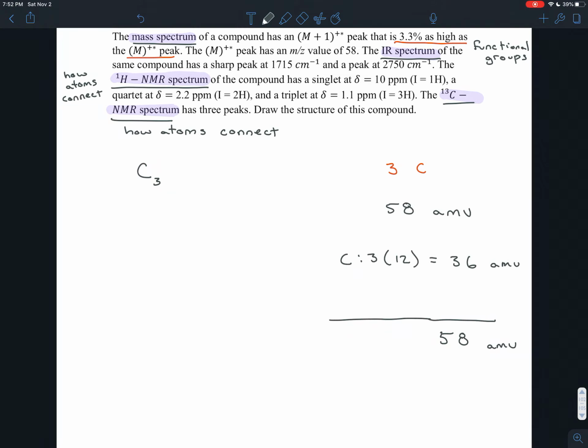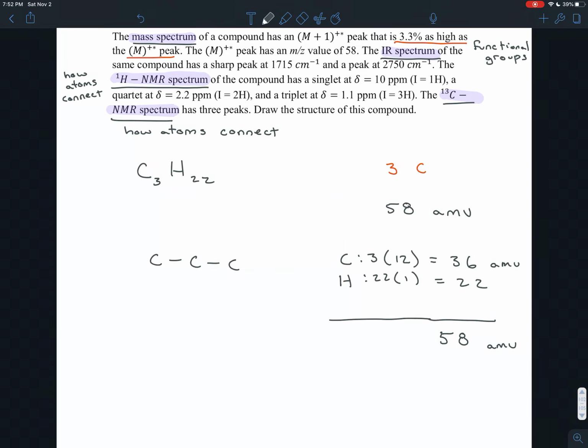You can picture how much water is on Earth. So we know that there's probably hydrogen in this molecule. Now, we have 36 AMU, we need 58. That means we're missing 22 AMU. Now, hydrogen only weighs 1 AMU. If you look at the box underneath, each hydrogen atom weighs 1 AMU. So if we need 22 AMU, we'd have to have 22 hydrogens. But there's no way that you can fit 22 hydrogens on 3 carbons.